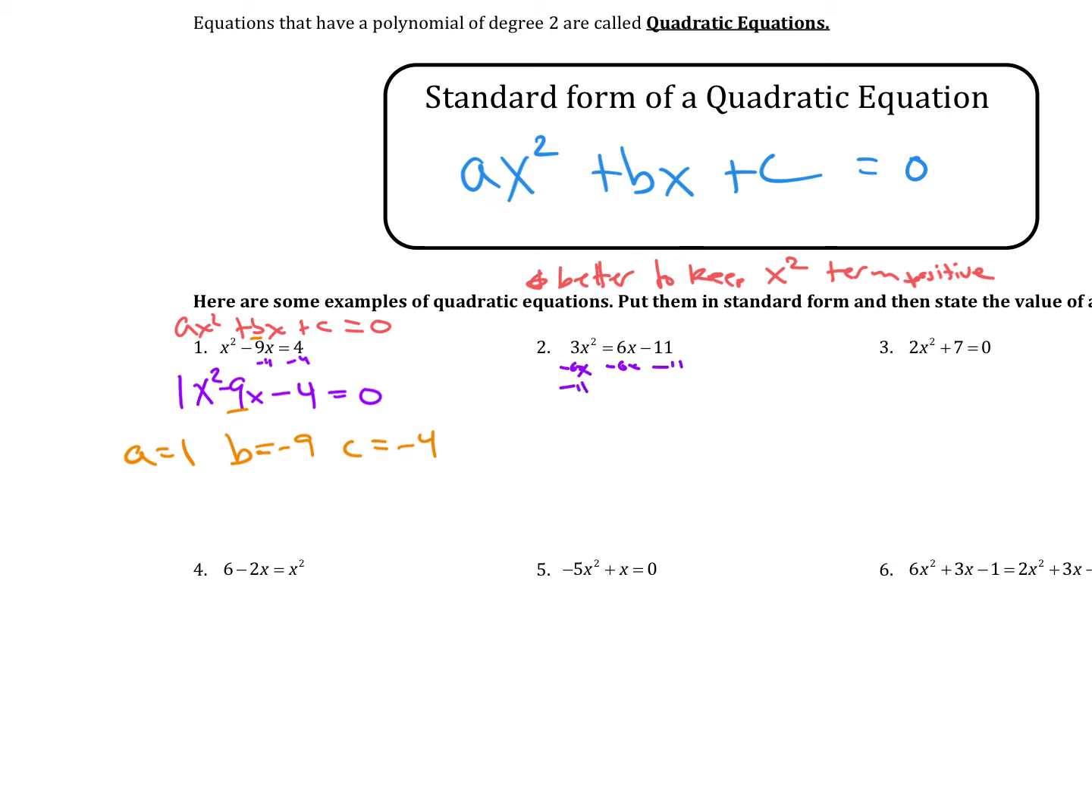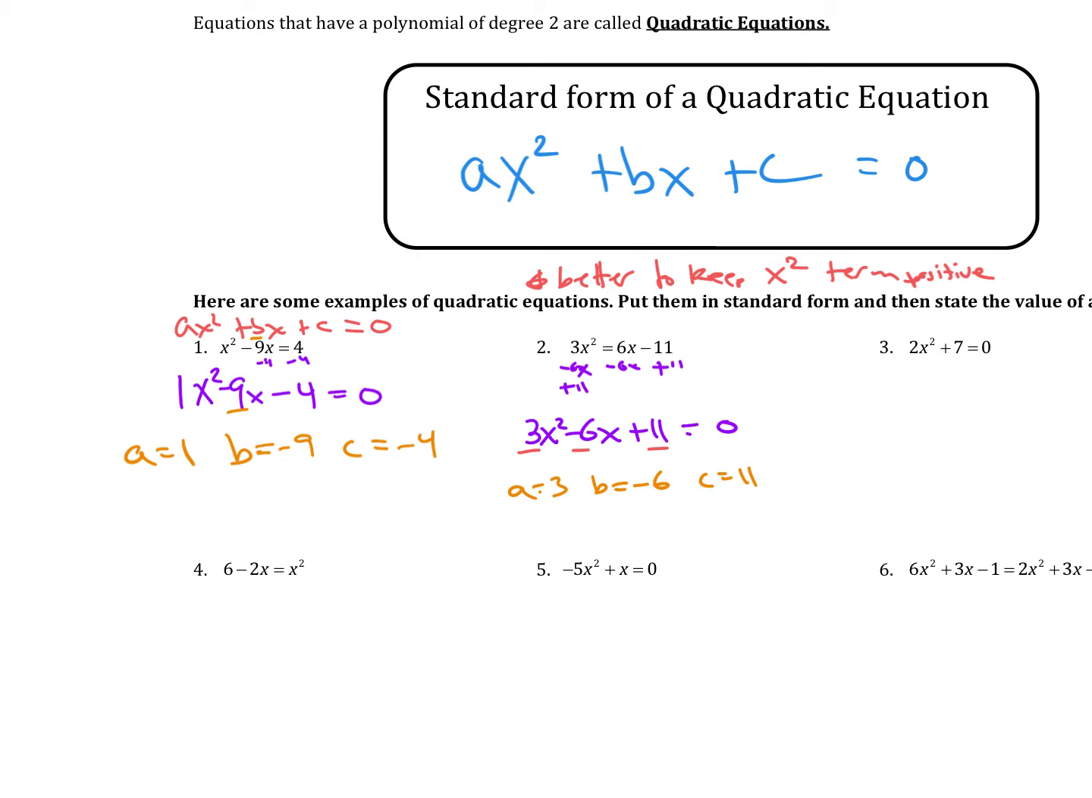And when I do that, now on the left side I get 3x squared minus 6x. Oops, I should be adding 11 to both sides, right? Because it's minus 11, so I should add 11 to both sides. Plus 11 equals 0. And then my coefficients, 3, negative 6, 11, that is a, b, and c. So we would say that a equals 3, b equals negative 6, and c equals 11.